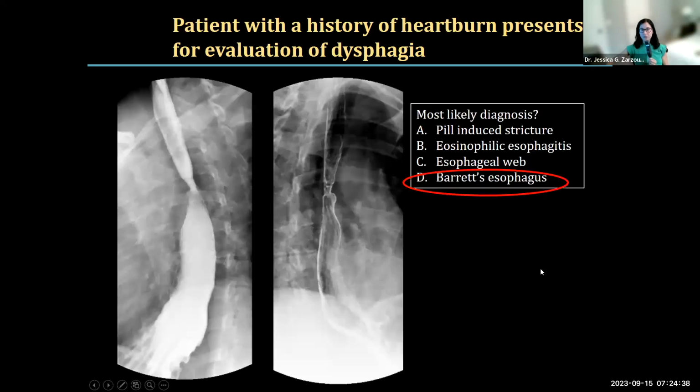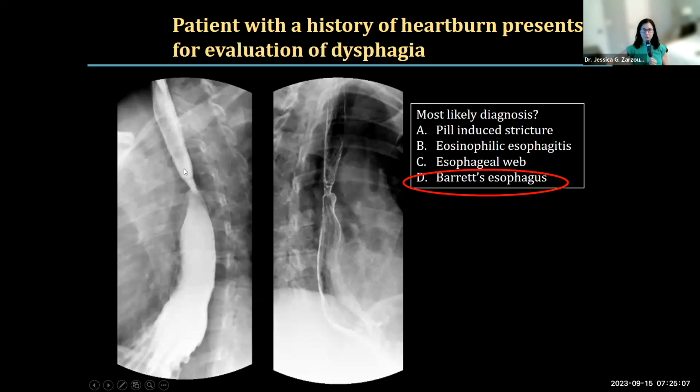Okay, so this is another patient who has a history of heartburn and presented for evaluation of dysphagia. So in this case, we have a stricture in the mid-esophagus. This patient has findings of gastroesophageal reflux disease. So here's the level of the hiatus. We can see the diaphragm. The hiatus here is very widened, and we can see the gastric folds extending up and to above the hiatus. So there's a hiatal hernia here.